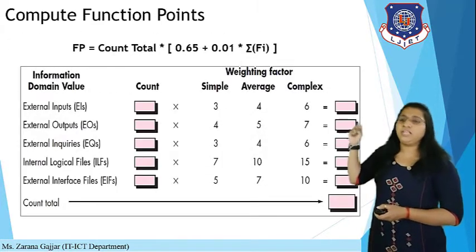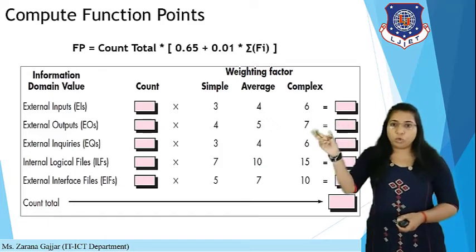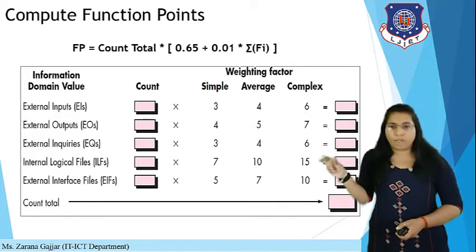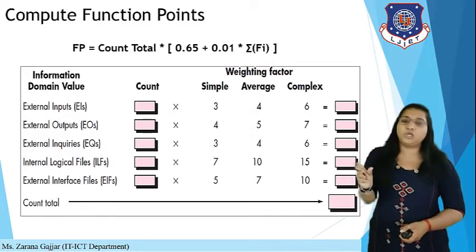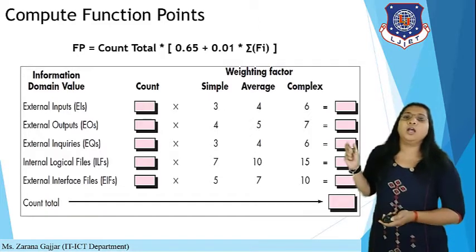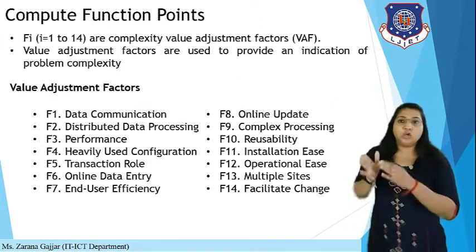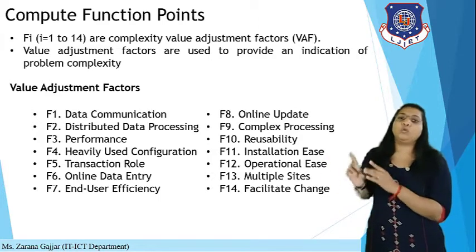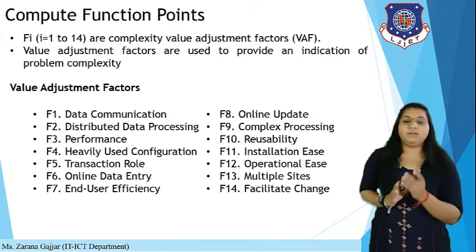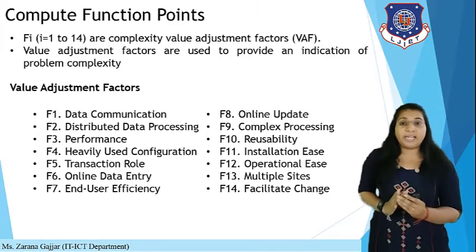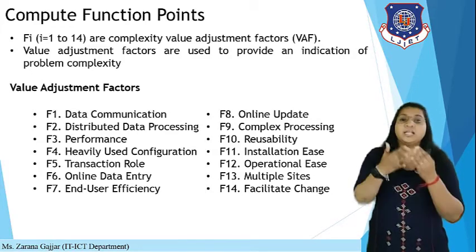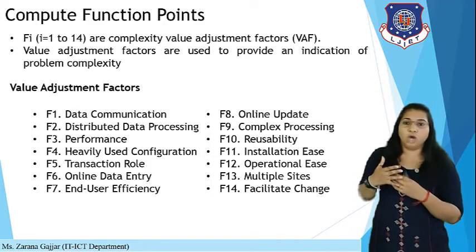In the previous slide we have seen in our formula that there is a count total multiplied by 0.65 plus 0.01 times the summation of Fi. VAF stands for value adjustment factor. So Fi, with i equal to 1 to 14, are the complexity value adjustment factors, and they are used to provide an indication of problem complexity. So how complex your problem is, you will define by these particular factors.